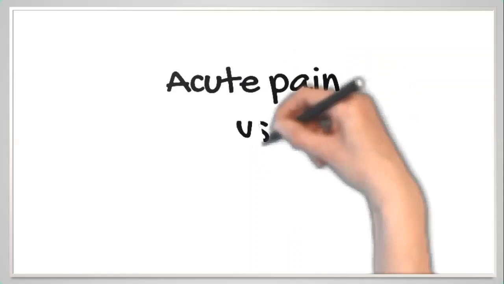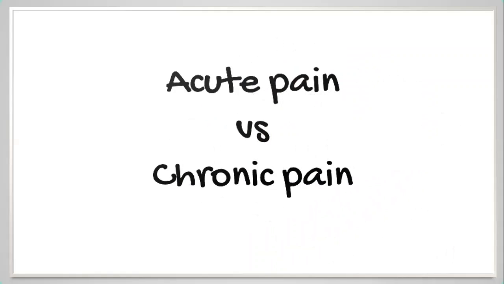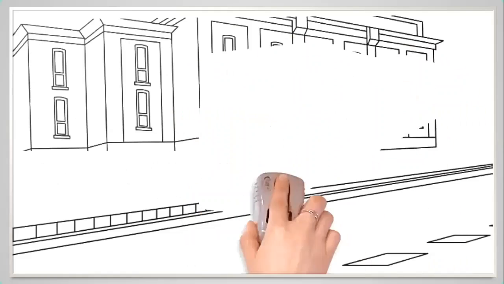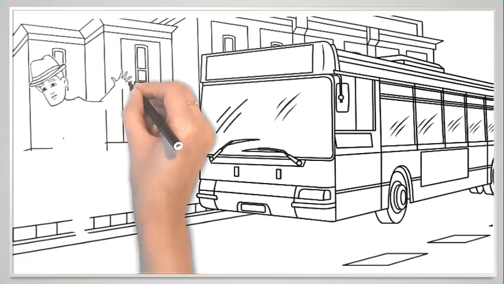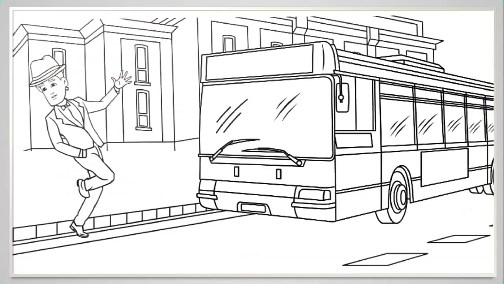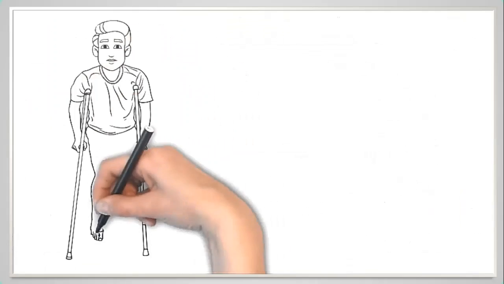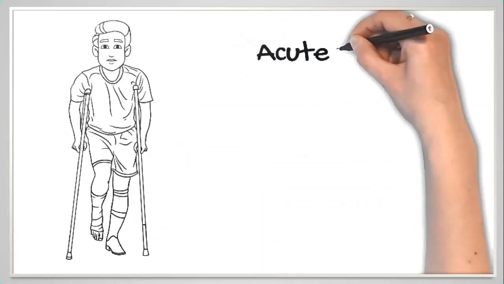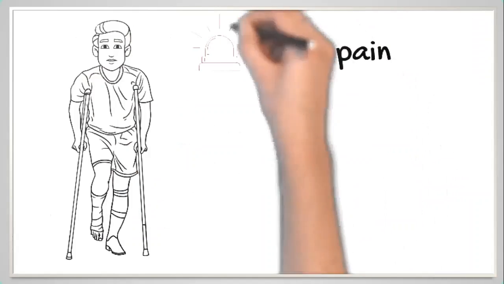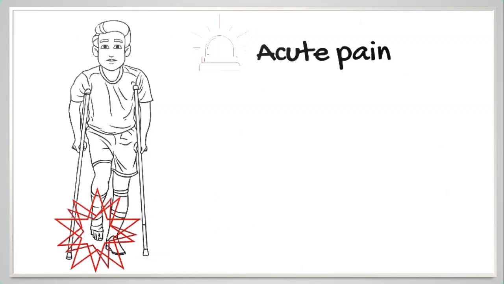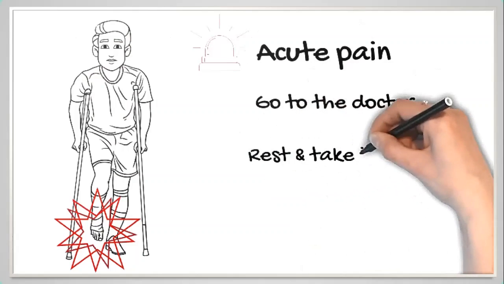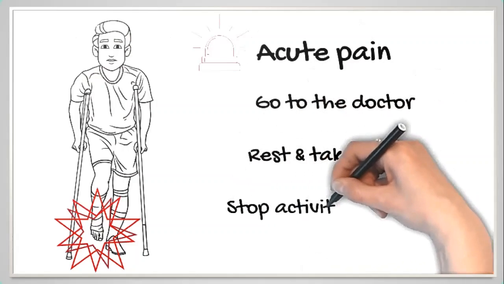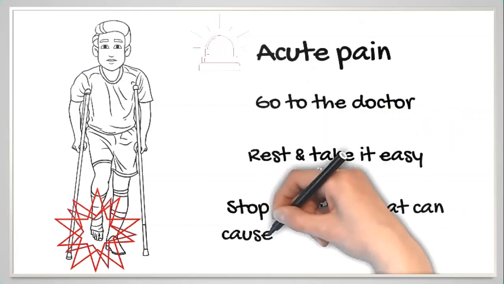So we are now going to discuss the difference between acute pain and chronic pain. So when you hurt yourself, when you, for instance, jump back to avoid landing in front of an oncoming bus, you will most probably experience acute pain. As mentioned earlier, acute pain is the alarm system of the body and will ensure that you take the necessary steps to protect your body, such as going to the doctor, rest and take it easy, or stop any activities that can cause further damage.